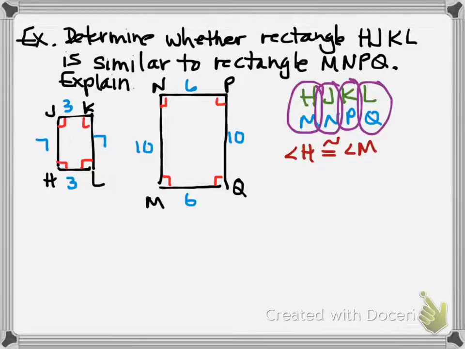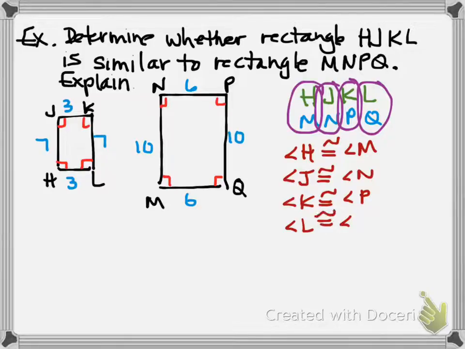Okay? How about angle J? Is it congruent to angle N? Yeah, they're both right angles, so they're congruent. What about angle K and angle P? Are they congruent? Yes. They're both right angles, so they're congruent. How about angle L and angle Q? Okay, yeah, they're both right angles. So basically, we've met half of the criteria. All the angles match. Now we have to look at the sides.